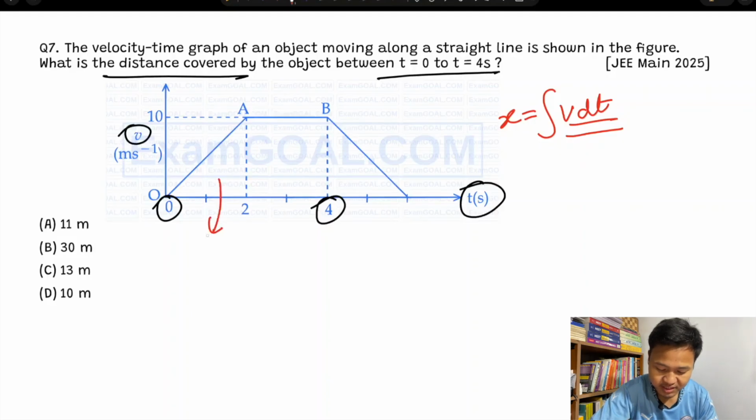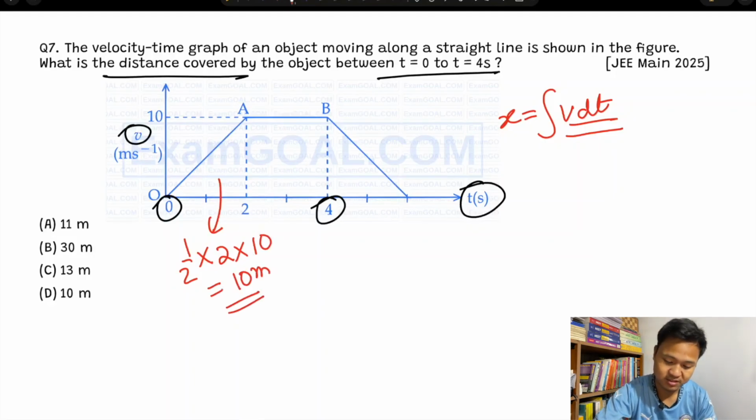The first part here: area is half into base 2, height 10. How much is this? 10 meter. Now the second part is a rectangle. The area of a rectangle is length into breadth. The length is 2, breadth is 10. How much is this? 2 tens are 20.